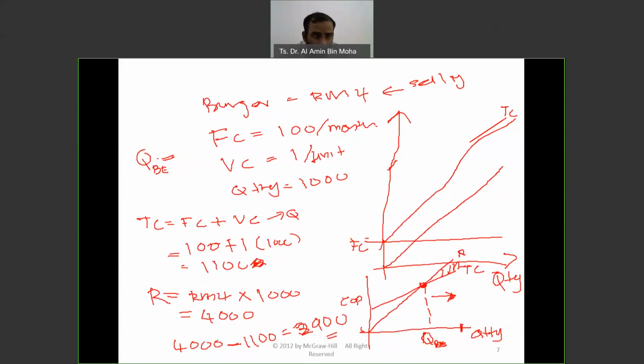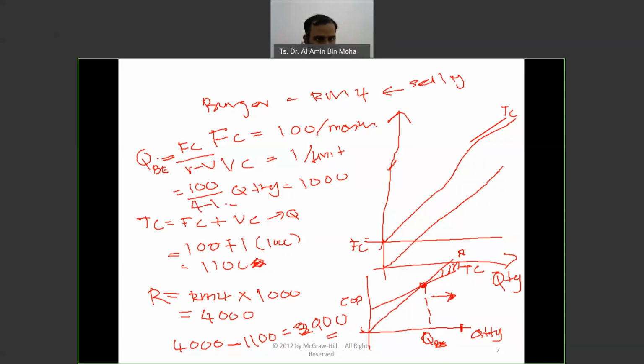Okay, so fixed cost R minus 1. So fixed cost is 100 minus R and B. What is R? Revenue, the quantity. Okay, R is per unit. R for per unit is 1. So you need to calculate R. R is 4 minus 1.